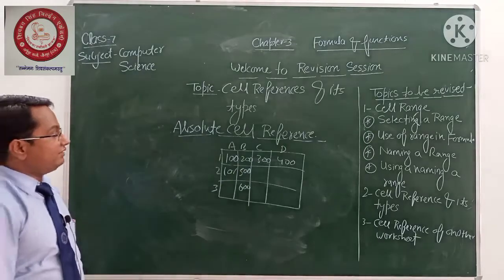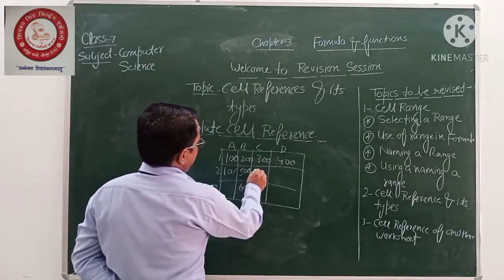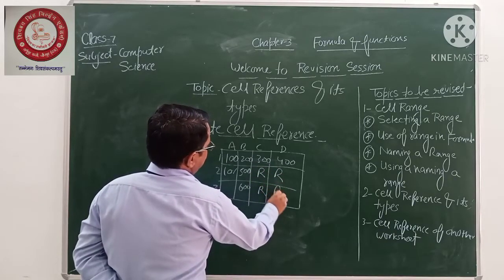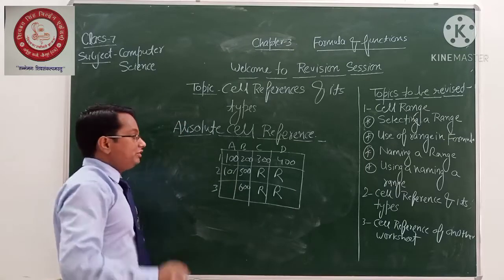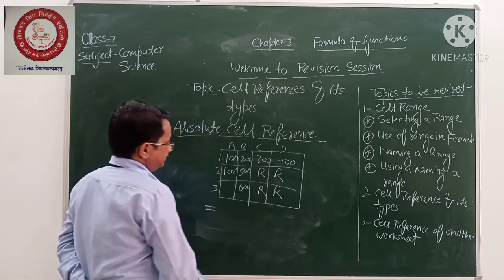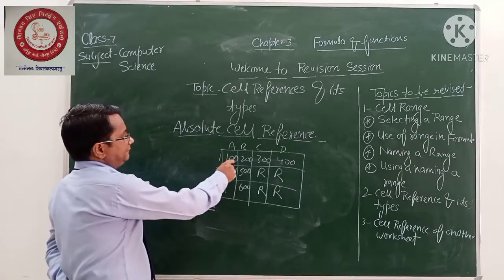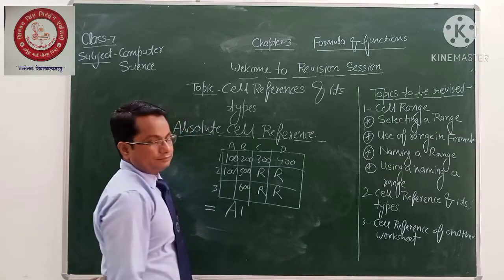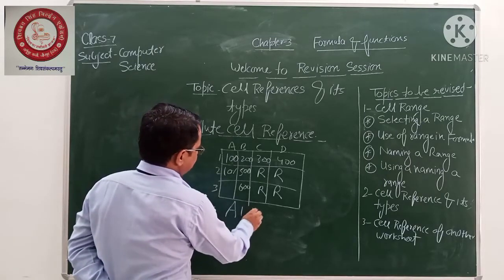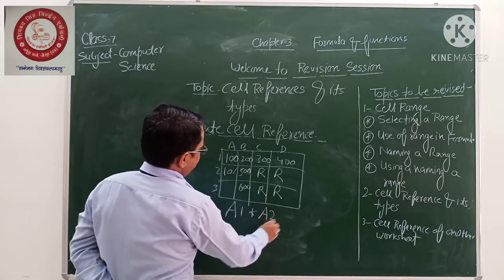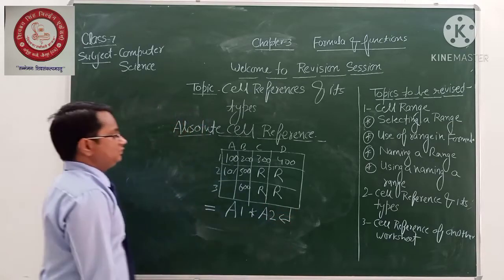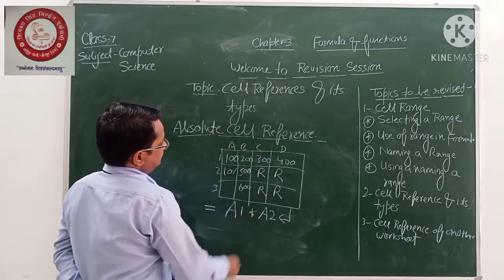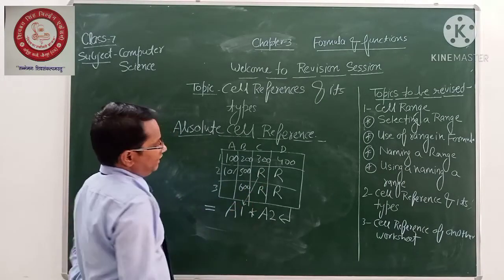right? So at that time, when I want the result here, this is for the result. These cells are only for the result. So what I will do here, first I will write equal to, then here 100, the address is A1, then into A2, then press enter. So if you write this address here, then you will get the result.